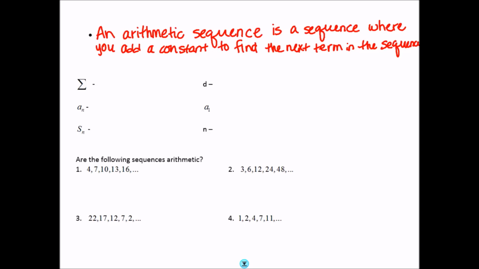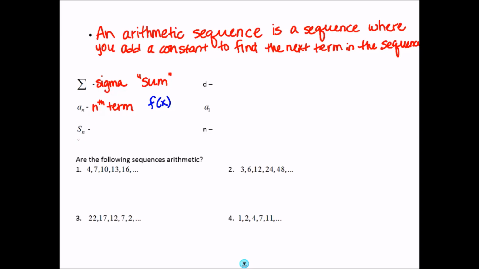So let's look at some symbols. First, we have the Greek letter sigma. And this refers to a sum. So we'll talk more about this notation later, but it means that you are adding a list of numbers or adding the terms of a sequence together, which we call a series. A sub n refers to the nth term in a sequence. It's very similar to f of x in function notation.